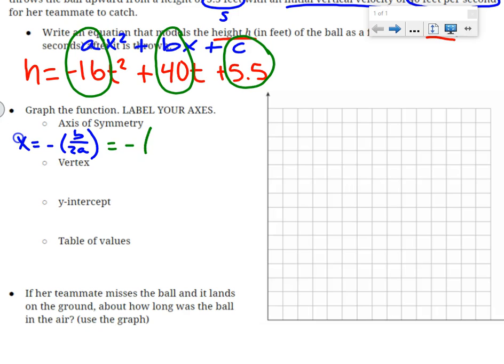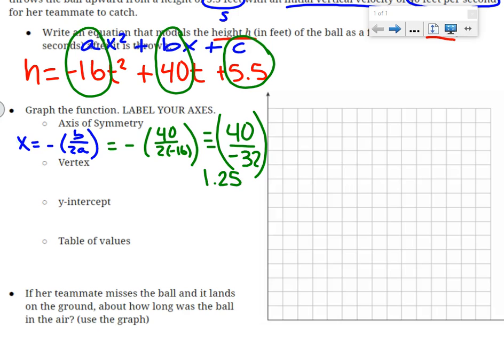Negative b is negative 40, over 2 times negative 16. 2 times negative 16 is negative 32. The whole thing is negative, and a double negative will make this positive: 40 over 32, which is going to reduce to 1.25. So that is our axis of symmetry, x equals 1.25.